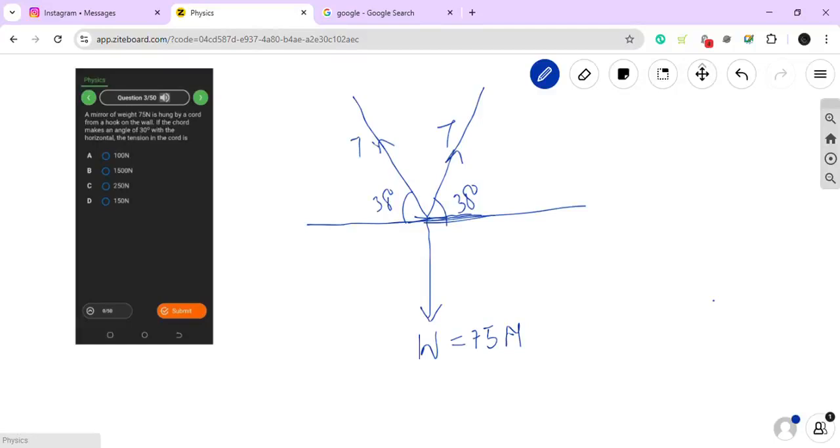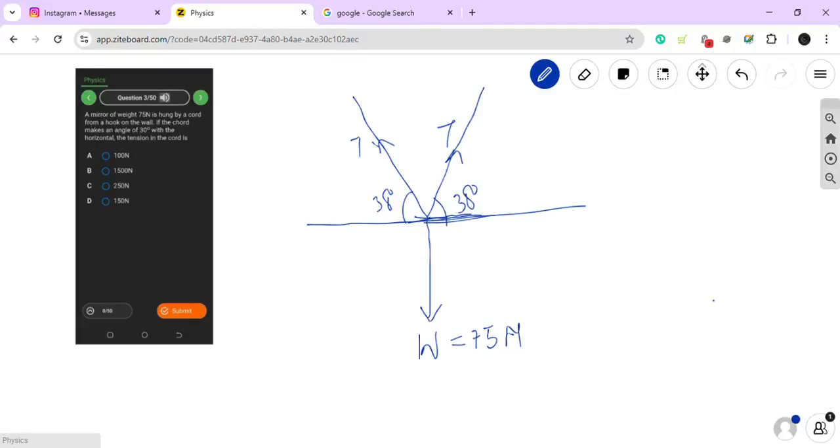Anytime you are dealing with upward and downward forces, we make use of sine. If it is left and right, we make use of cos. Vertical component is always sine, horizontal component is always cos. Take note of that. So if I say up and down, that's sine.